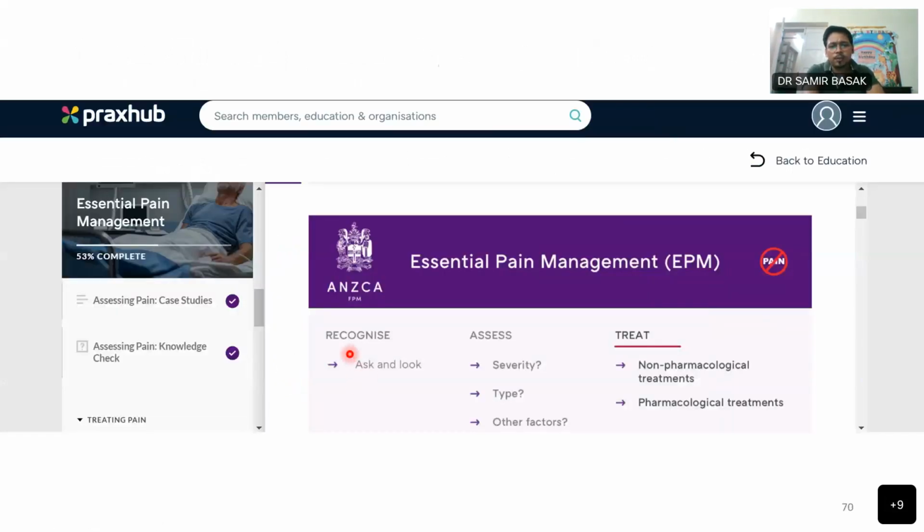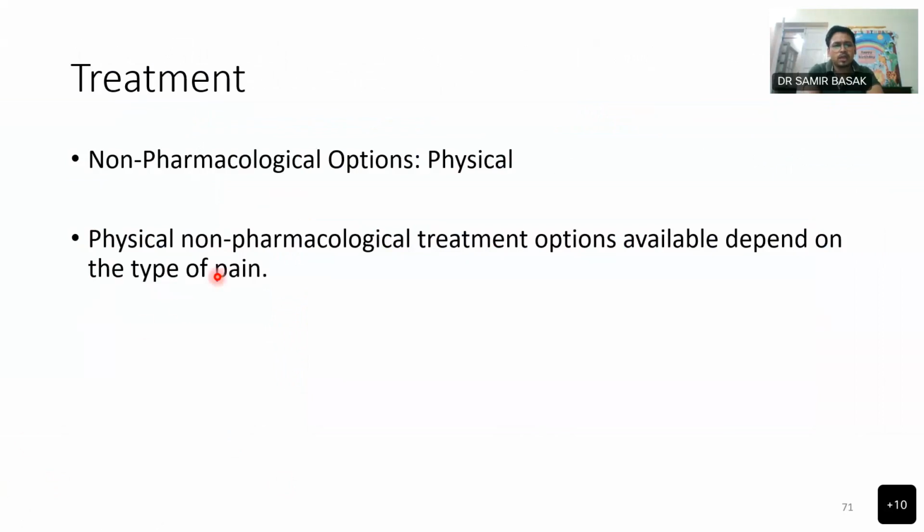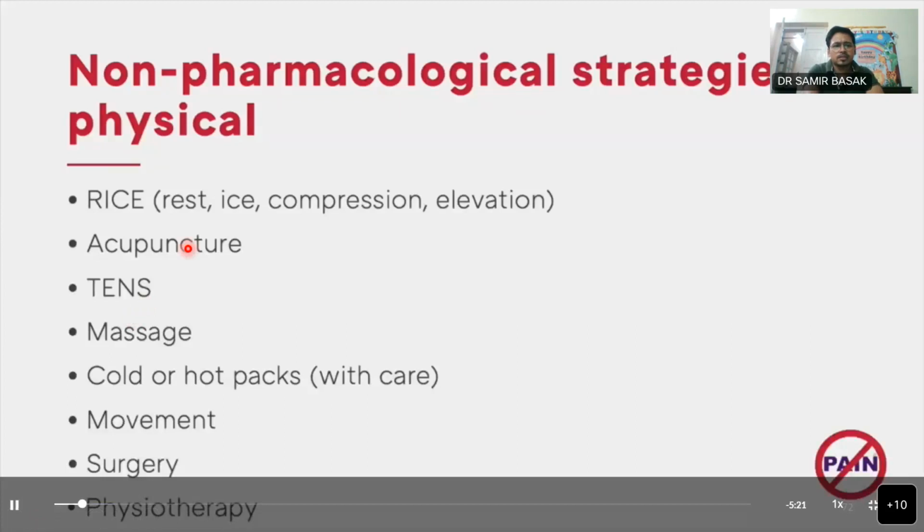After we recognize and assess the patient, we have to go for the treatment protocol. This is non-pharmacological and pharmacological treatment. What are the non-pharmacological options? These are physical options, which depend upon the type of pain, like rest, ice, compression or elevation in an acute condition within 72 hours. Next come acupuncture, TENS, massage, hot and cold packs, movement, surgery and physiotherapy.